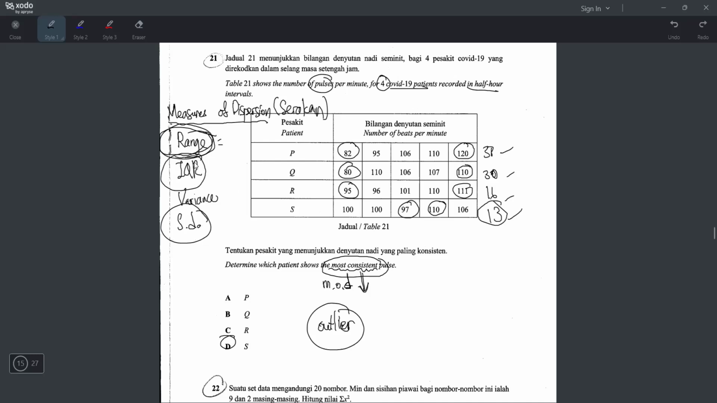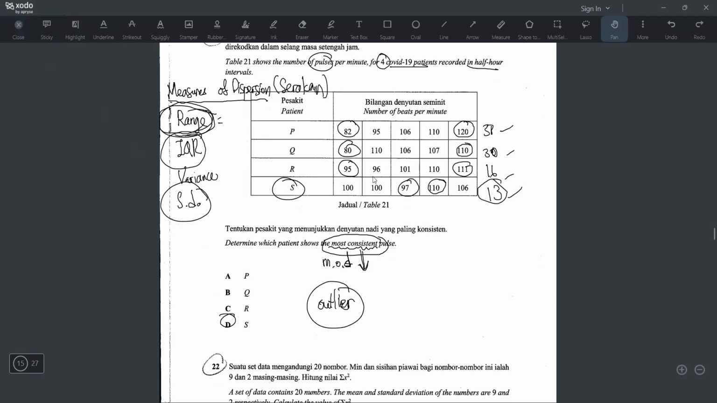Okay, and then standard deviation can also be used. You want to use standard deviation, can also. But it takes a lot of time. That's why I didn't do it. But you can do it if you want. You will end up with the same answer. But if you do standard deviation, you have to choose the one with the smallest standard deviation also. You will get patient S also. Right? But since this data has no outlier, that's why I just use range. It's faster. Okay, so that's it.